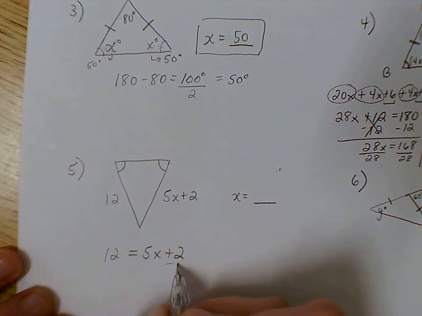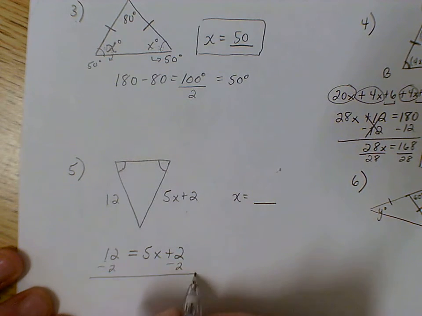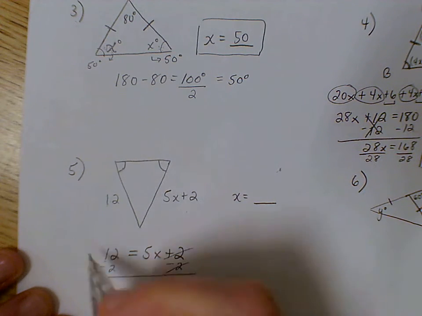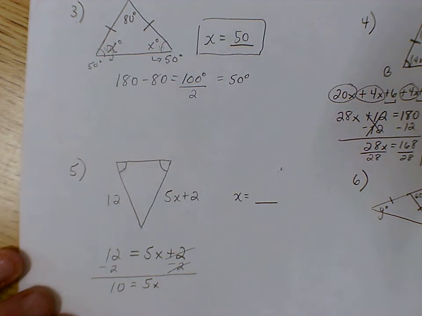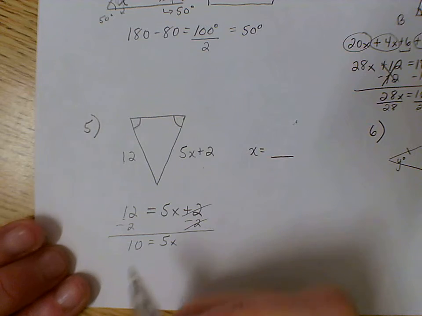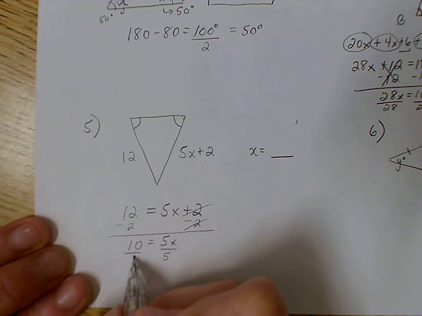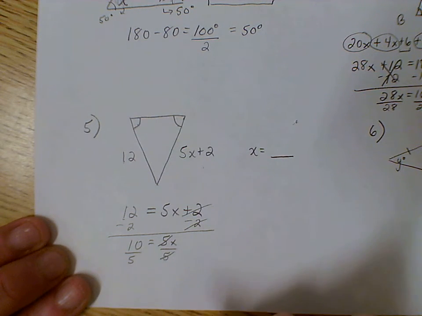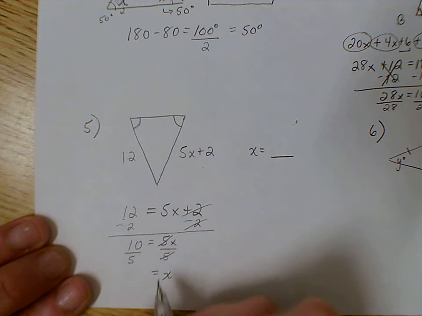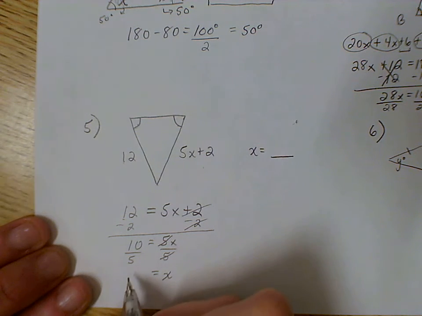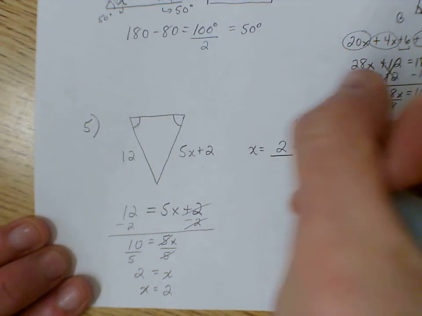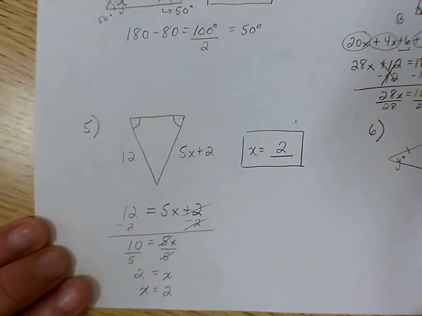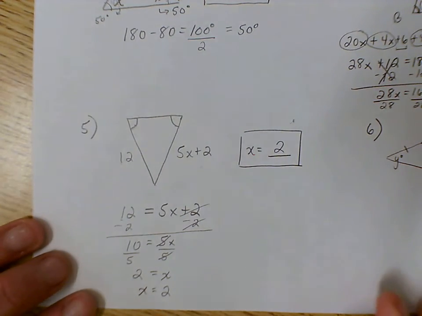So notice I'm going to subtract my 2 first, so I can start getting x by itself. So these will go away. 12 minus 2 is 10, and then my 5x comes down. And then from there, I've got to divide by 5, because I'm multiplying x by 5, and I want the x by itself. So when I do that, it'll get rid of the 5. And then when I take 10 divided by 5, I get 2. So x is equal to 2. All right? So that's kind of how you use that theorem in reverse.